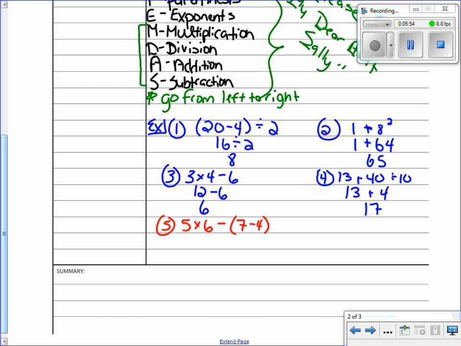Following our PEMDAS, the first thing I need to do is the parentheses. So I'm going to have 5 times 6 minus 3, because 7 minus 4 is 3. Next I have to do multiplication. 5 times 6 is 30. 30 minus 3 is what I have, which gives me my final answer of 27.